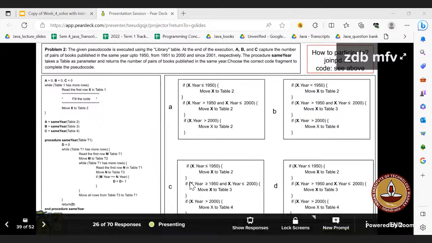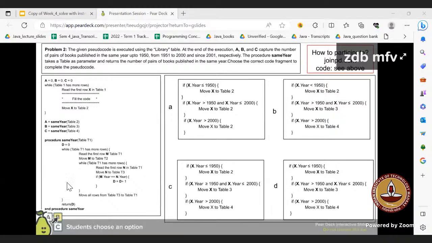And you should understand the procedure same year also. Same year takes the binned tables, and each row of the table should be compared with each other row. So that's why you have 2 while loops. And what will you check? You will check the years. So you will see m dot year equal to n dot year, then only you will increment d equal to d plus 1. And all the rows that you are iterating over the table, that table T3 you are moving, that should be moved back to table 1 because they have to be compared.